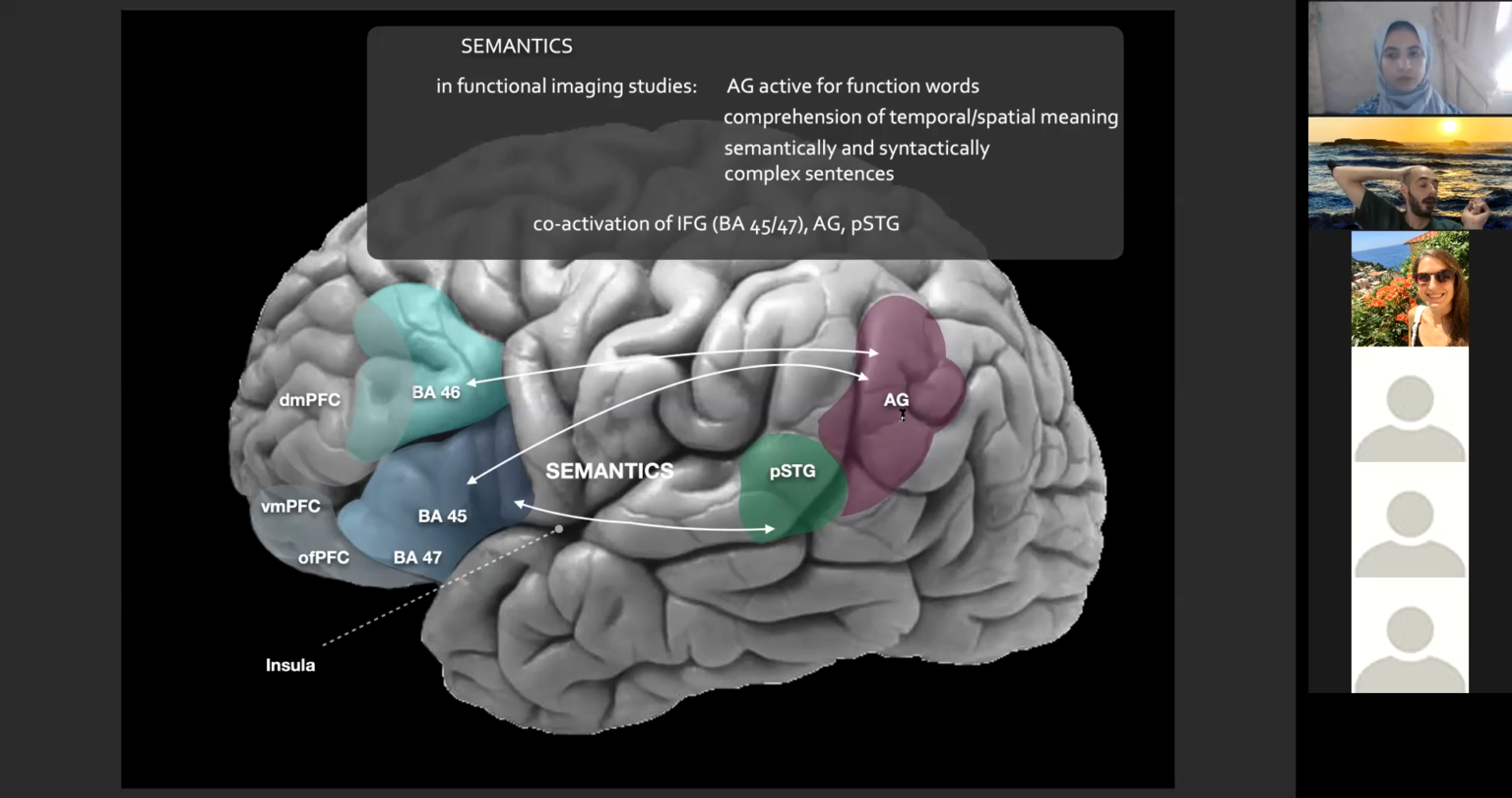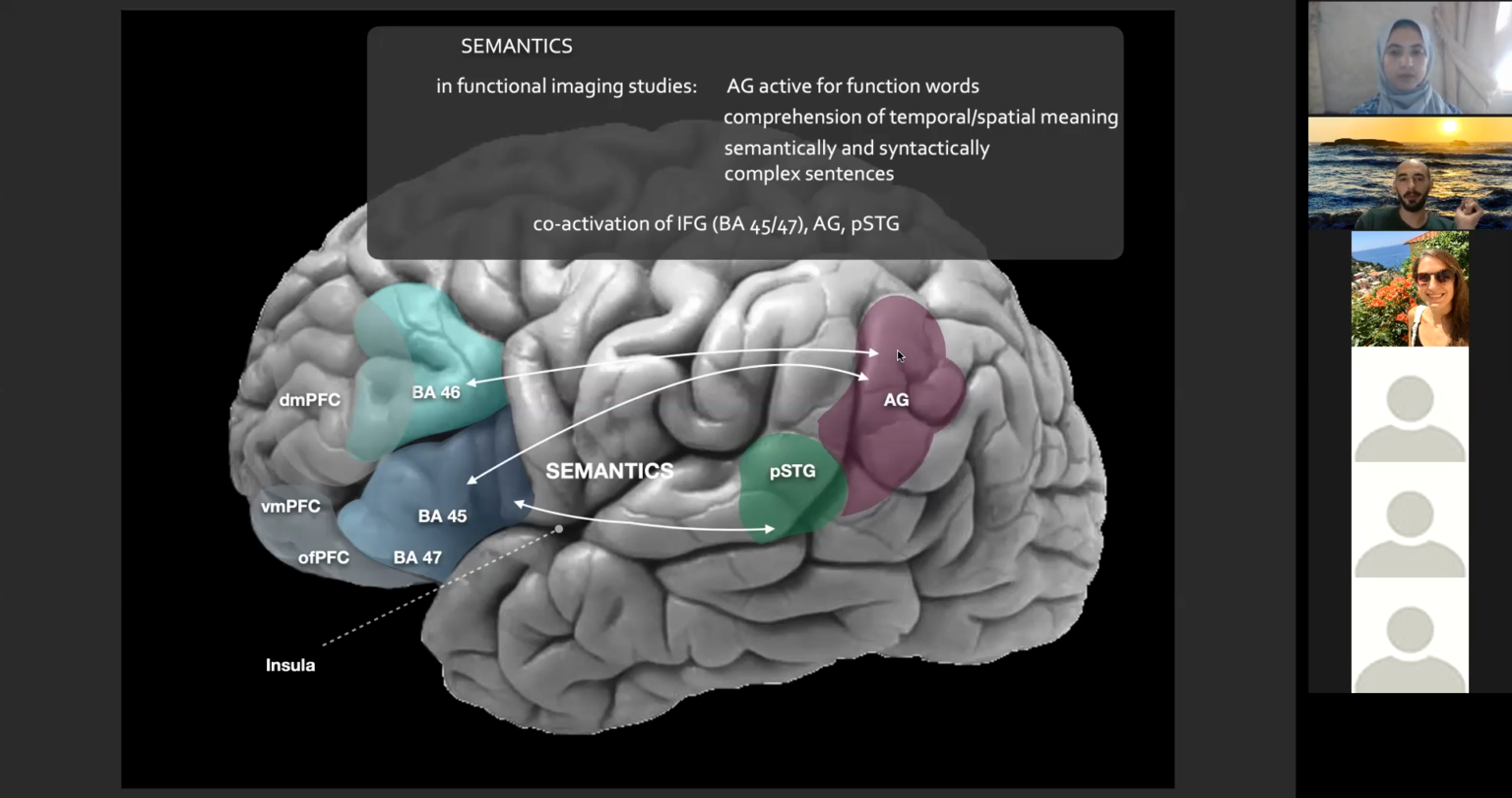You remember a few days ago I mentioned this guy who had a specific lesion to the angular gyrus. He had immediate aphasia, but then after a few weeks, the aphasia was much better. He still had a permanent impairment of understanding temporal and spatial adverbs, okay? And also semantically and syntactically complex sentences.